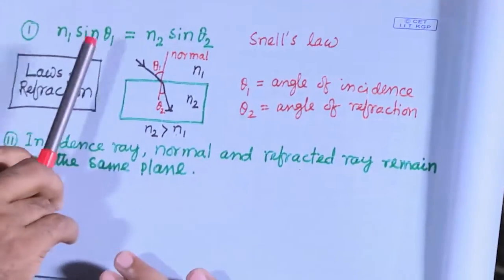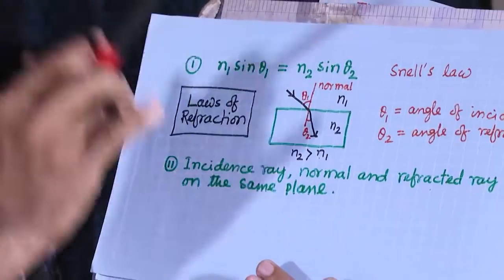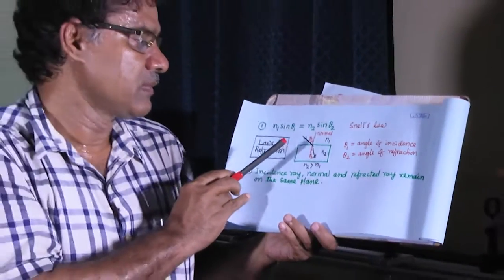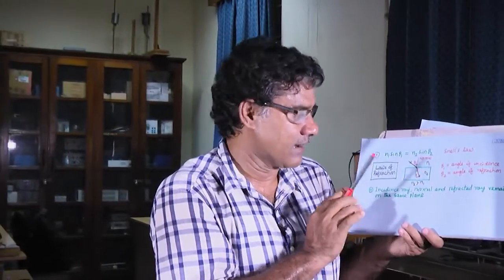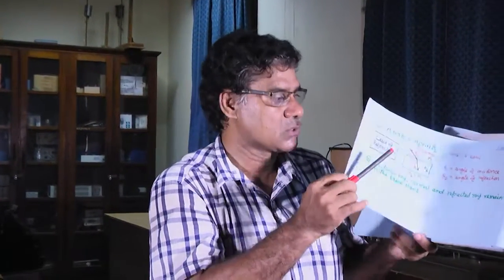So these two cases, one is reflection and another is refraction. This we will basically use for the prism experiment, for prism theory.